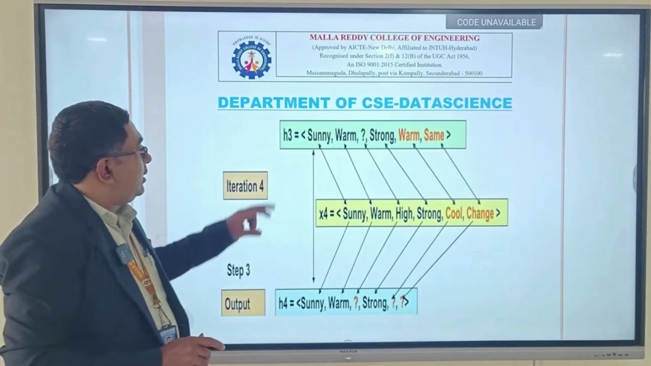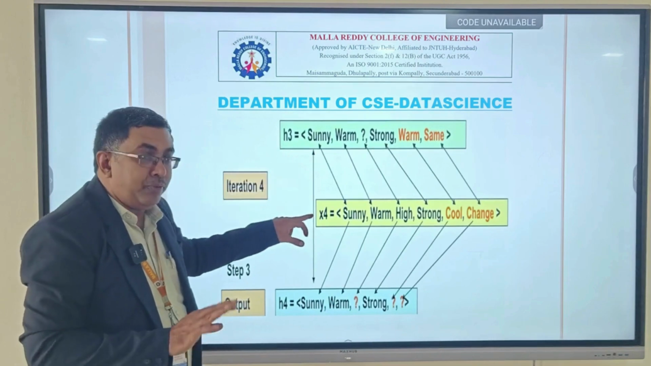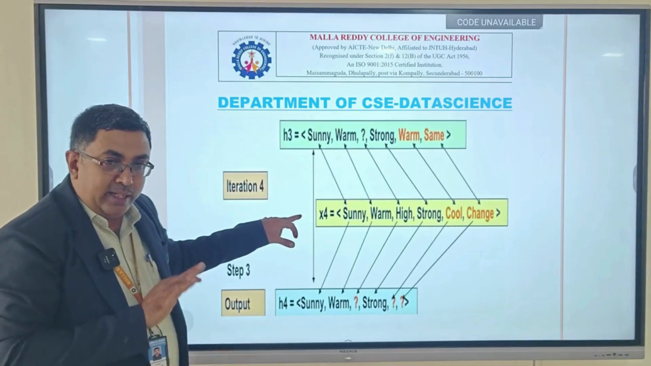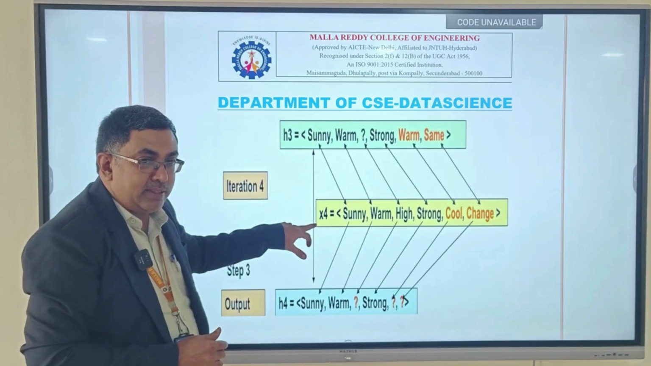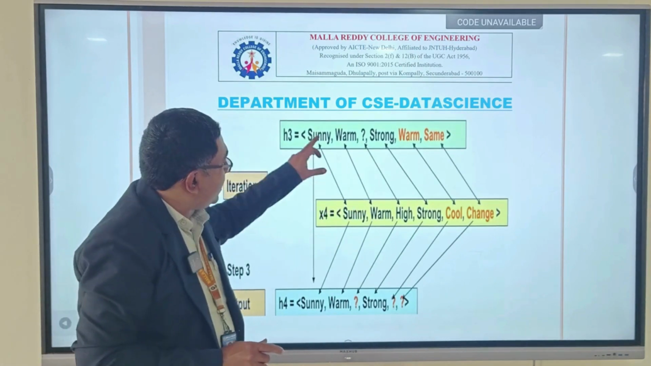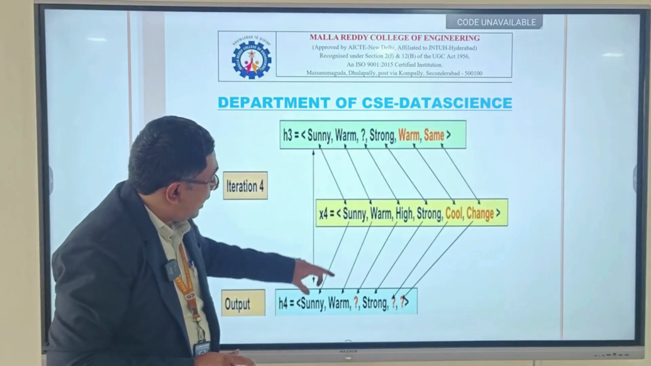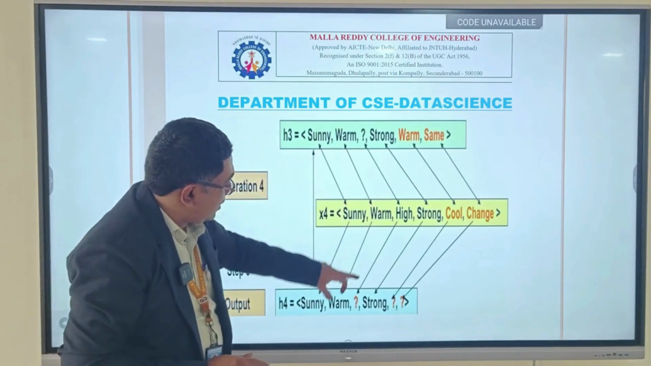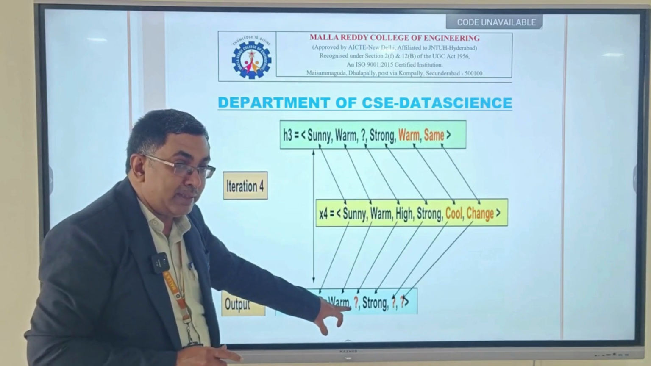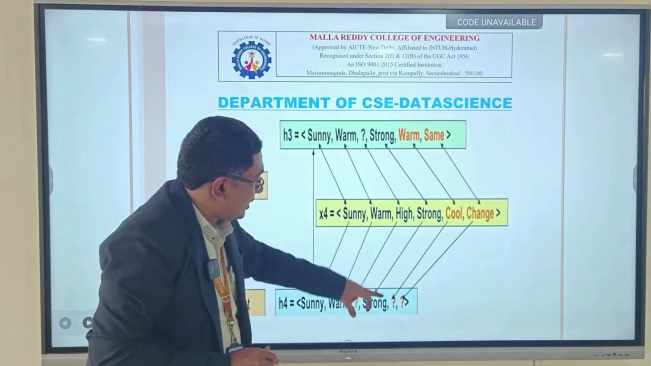Coming to the next point, H3 is derived from the previous step. I am taking the 4th training example, since the third is already ignored. The 4th training example is X4. I am comparing with the same procedure. Sunny matches with sunny, so I retain it. Warm matches with warm, so I retain it. The question mark does not match, so I replace it with a question mark symbol. And so on.